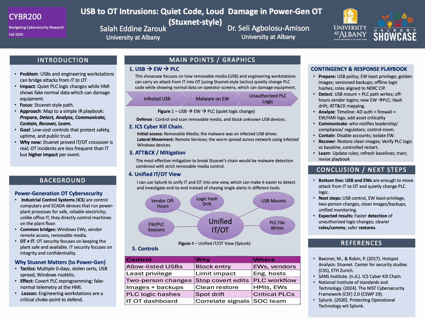In the conclusion, next steps. The bottom line: USBs and engineering workstations are enough to move an attack from IT to OT and quietly change PLC logic. Next steps include stronger USB control, least privilege on engineering hosts, two-person approval for any important changes, clean images and backups, and unified monitoring. The goal is faster detection of unauthorized logic changes and safer, more controlled restores if something goes wrong.